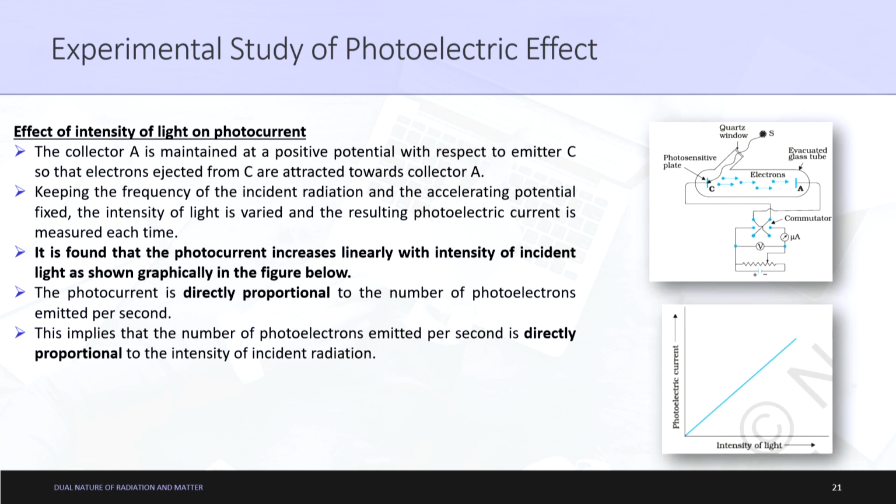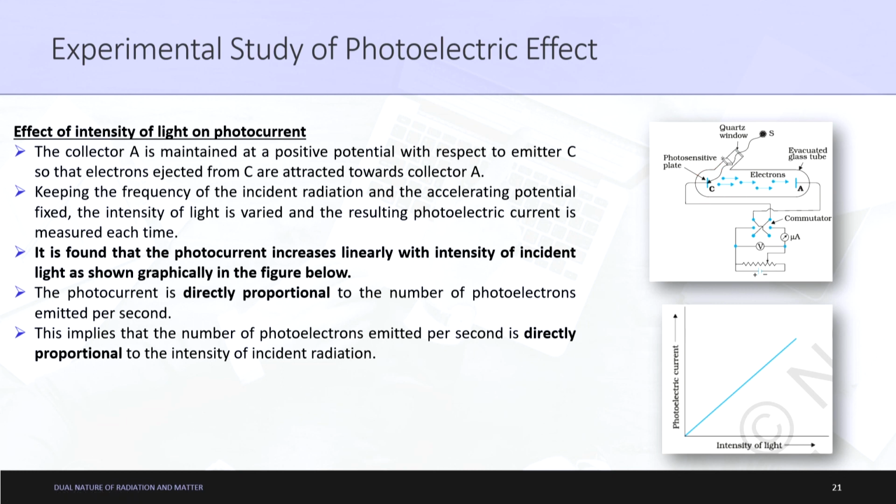Okay. Now the next thing, first is the effect of intensity of light on photocurrent. We try to change the intensity of light, and let us see what happens with the change in intensity on the emission of photoelectrons, or basically on the phenomenon of photoelectric effect. First point is that the collector plate A is maintained at a positive potential with respect to emitter C, quite evident, and that is why the electrons are being pushed from, let us say, left to right here. So the collector plate A is maintained at a positive potential with respect to emitter C, so that the electrons ejected from C are attracted towards collector A.